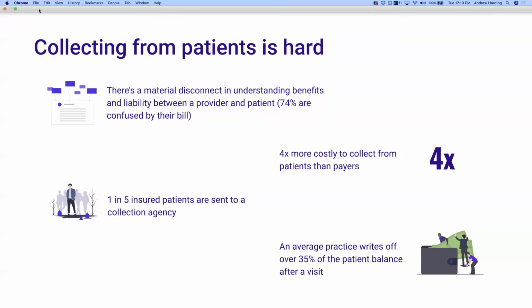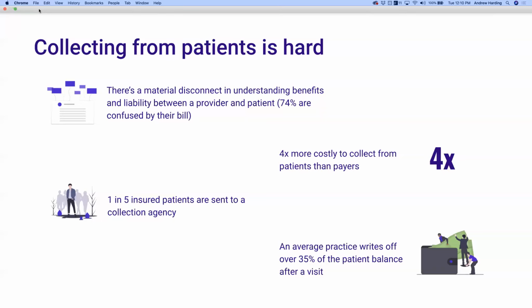So a lot of effort goes into working patient accounts, only to see a lot of them go to collection agencies. And then there are the balances that get written off. We've now gone through it: it's complex, patients don't typically understand what's going on with their bills, it's really expensive to collect from patients, and a lot of them don't pay, so you end up with a lot of write-offs.